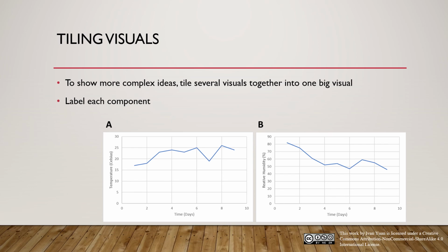Finally, let's look at tiling visuals. If we want to show a more complex idea, we might need several visuals together, and we want to tile them together into one big visual to make our paper more compact and more clear. In this case, we need to label each component A and B so that it's easier for us to explain what each component refers to. And this is an example in which I want to show both the temperature and the humidity. I use two figures and I put them together and label them A and B respectively to increase clarity.